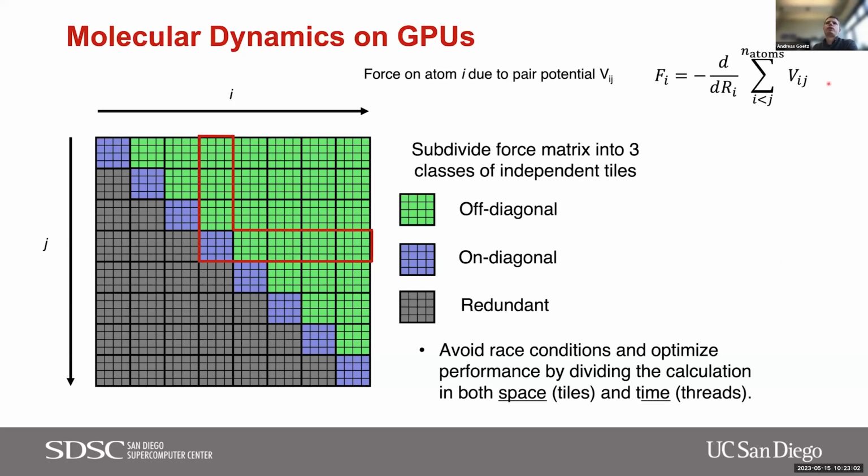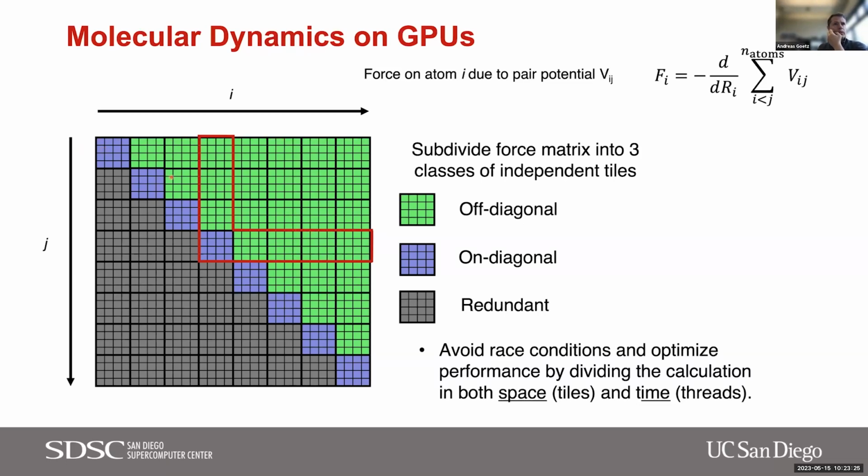But if you want to compute the force due to a pair potential Vij, the forces are conservative, which means the force on atom I exerted by atom J is the negative of the force of atom J on I. So when you look at this in terms of a matrix Ij, where I and J are indices of atoms, you need to compute only half of the matrix, right?